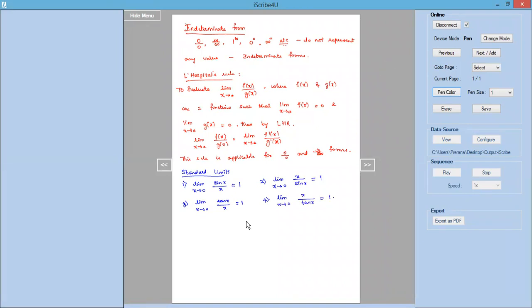These standard limits are obtained by applying L'Hopital rule only. Each one of them is of the 0 by 0 form. So applying L'Hopital rule by differentiating numerator and the denominator separately, and evaluating the limit as x tends to 0, we will obtain the limit value as 1.